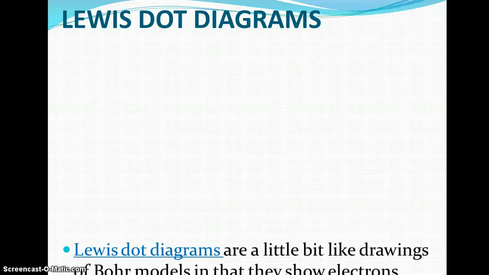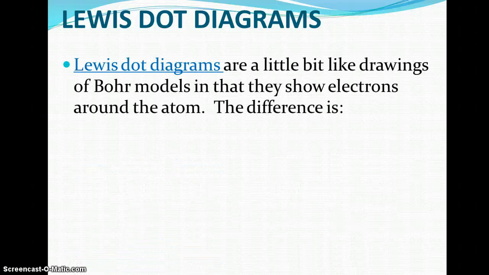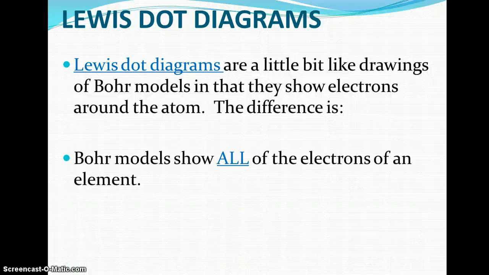Now we're going to be discussing Lewis dot diagrams. Lewis dot diagrams are a little bit like the drawings of the Bohr models that we saw yesterday because they show electrons around the atom. The difference is that Bohr models that we saw yesterday showed all of the electrons in an element as well as the protons and the neutrons.